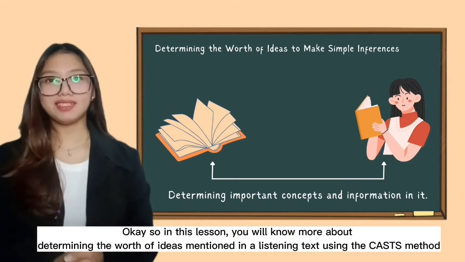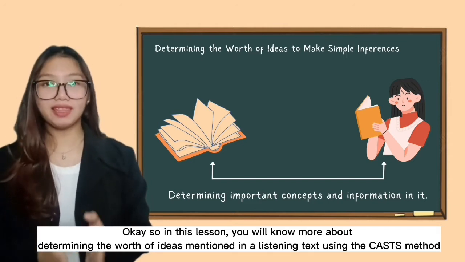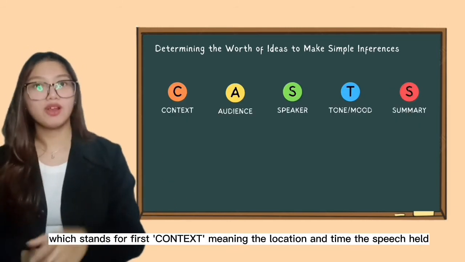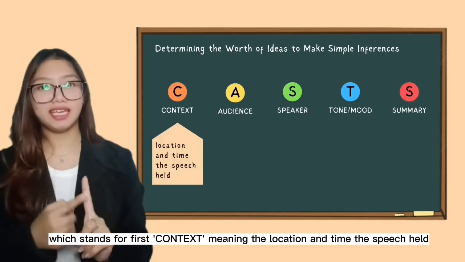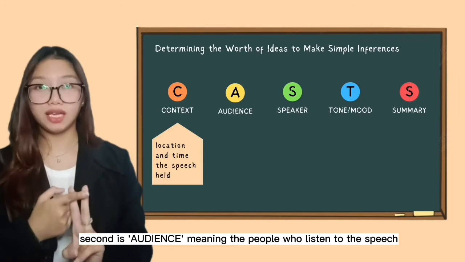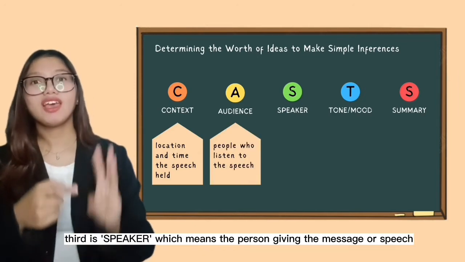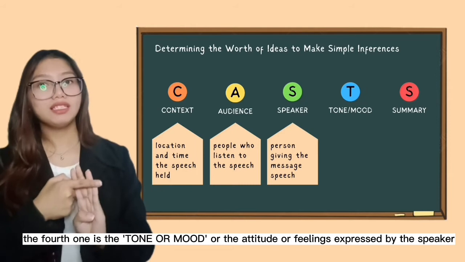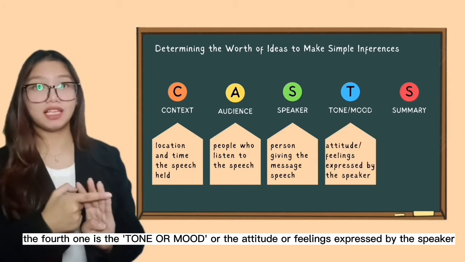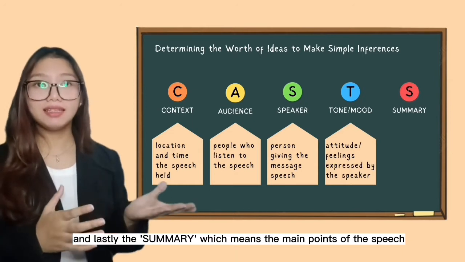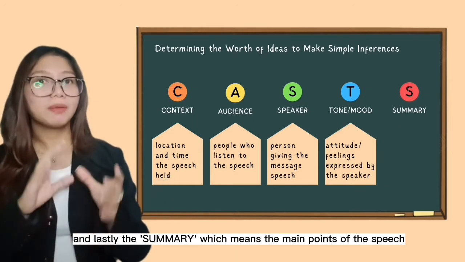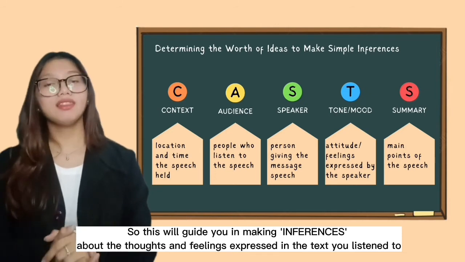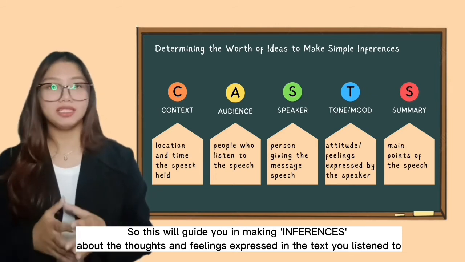Okay, so in this lesson, you will know more about determining the worth of ideas mentioned in a listening text using the CAST method, which stands for, first, context, meaning the location and time the speech was held. Second is audience, meaning the people who listen to the speech. Third is speaker, which means the person giving the message or speech. The fourth one is tone or mood, or the attitude or feelings expressed by the speaker. And lastly, the summary, which means the main points of the speech. So this will guide you in making inferences about the thoughts and feelings expressed in the text you listen to.